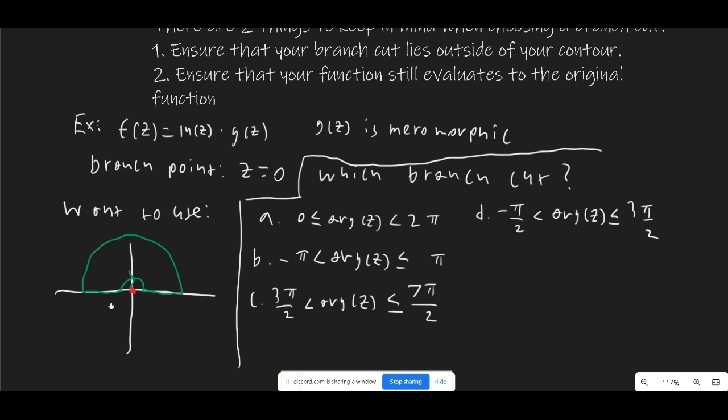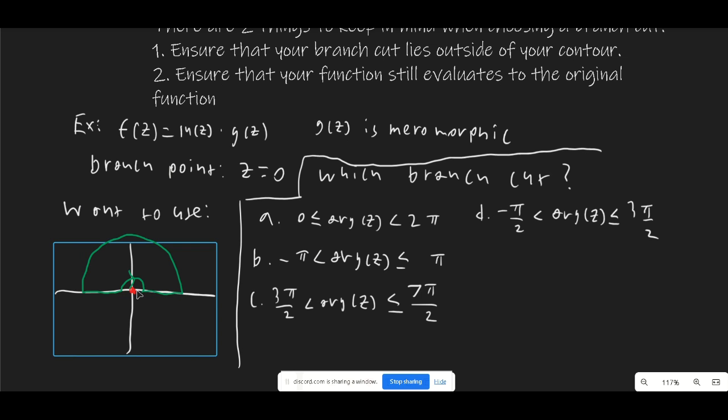So let's go over each of the options one by one. So option A, 0 is less than or equal to the argument of z is less than 2 pi. Now in this situation, we have to look at, okay, where's our branch cut going to be? Well, our branch cut is going to be on the positive real axis right here.